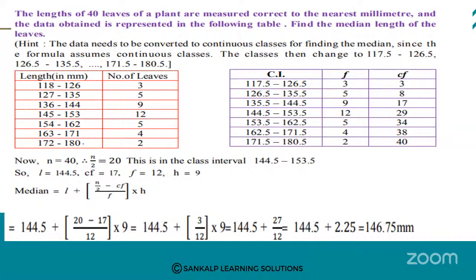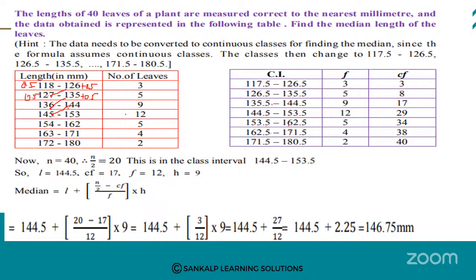The class is then changed to 117.5 to 126.5. See here, the lengths they have given are 118 to 126 and 127 to 135. Here the upper limit and lower limit are not the same. So what I told, in order to calculate the median, mean or mode, first the upper limit and lower limit should be the same. For that, what we will do is minus 0.5 and plus 0.5. So 118 minus 0.5 is 117.5, 126 plus 0.5 is 126.5, 127 minus 0.5 is 126.5, and like that 135 plus 0.5 is 135.5. So here the upper limit and lower limit are the same. What we did was minus 0.5, plus 0.5.